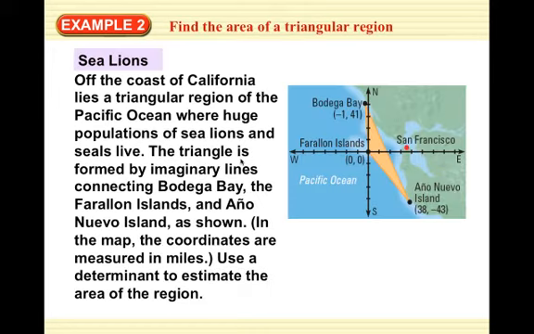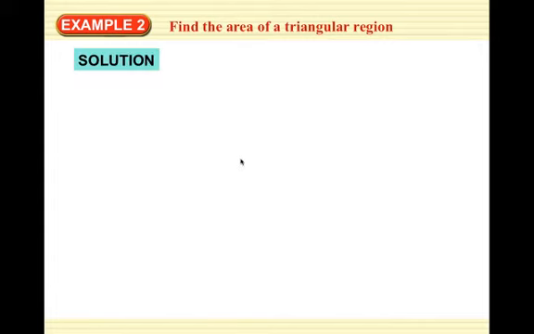Okay, so let's advance. Off the coast of California lies a triangular region of the Pacific Ocean where huge populations of sea lions and seals live. The triangle is formed by imaginary lines connecting Bodega Bay, the Farallon Islands, and Año Nuevo Island, as shown. In the map, the coordinates are measured in miles. I just wrote in the coordinates on the problem on your notes because I didn't really have a way to copy the map. Use the determinant to estimate the area of the region.